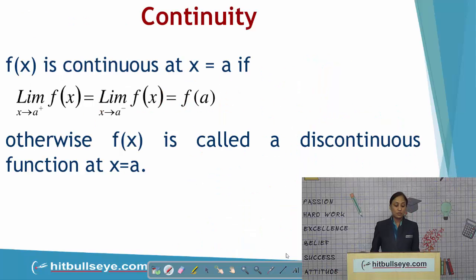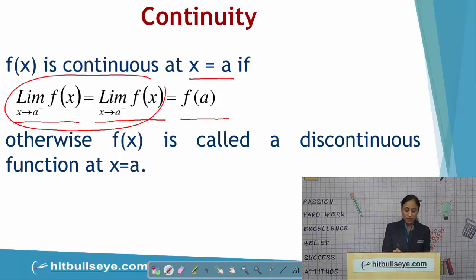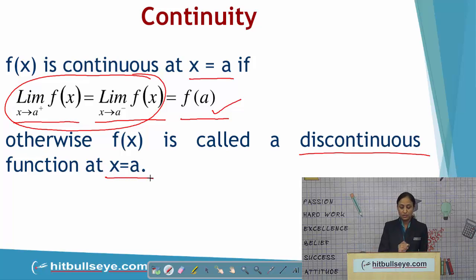Now the next concept is continuity. A function f(x) is continuous at a point x equal to a if the right hand limit is equal to the left hand limit and is equal to the value of the function at that point. That means the limit is existing. Why? Because the right hand limit is equal to the left hand limit. And further we are saying that the value of this limit has to match with the value of the function at that point. Then we say that the function is continuous at this point. Otherwise, f(x) will be called a discontinuous function at the point a.